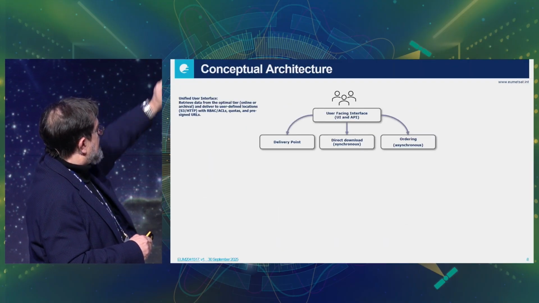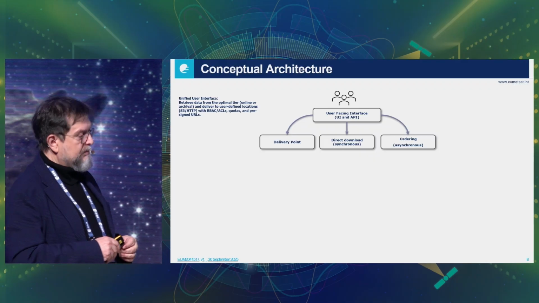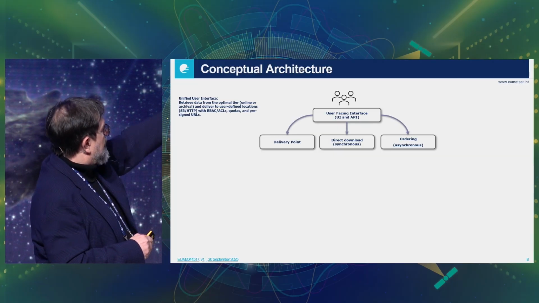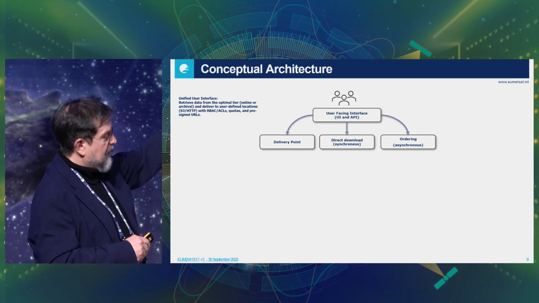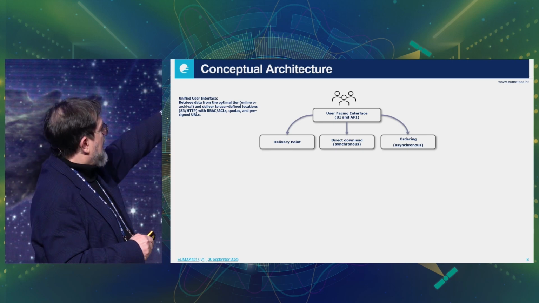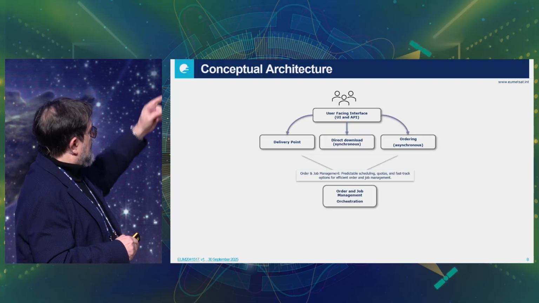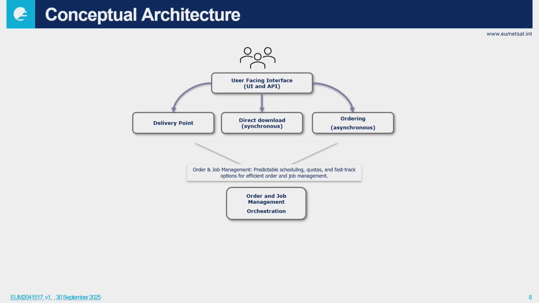We are going to build a user-facing interface, so both UI and APIs, and we will also provide a library to help the user, that will command the direct download, synchronous download, the ordering, that will be asynchronous, and it will make the access to the delivery point. Behind the scenes, we have the order and job management for the orchestration, in which we want to have predictable scheduling, quotas, and fast-track options for efficient order and job management.